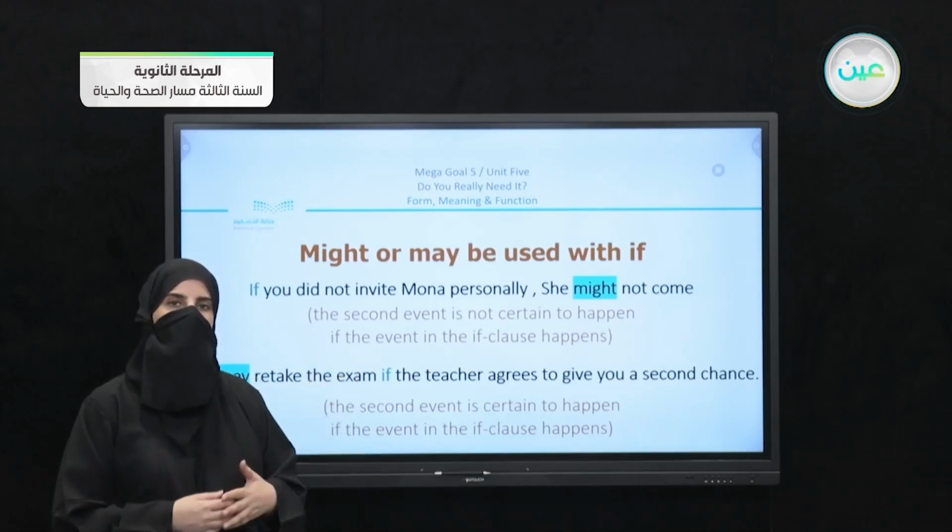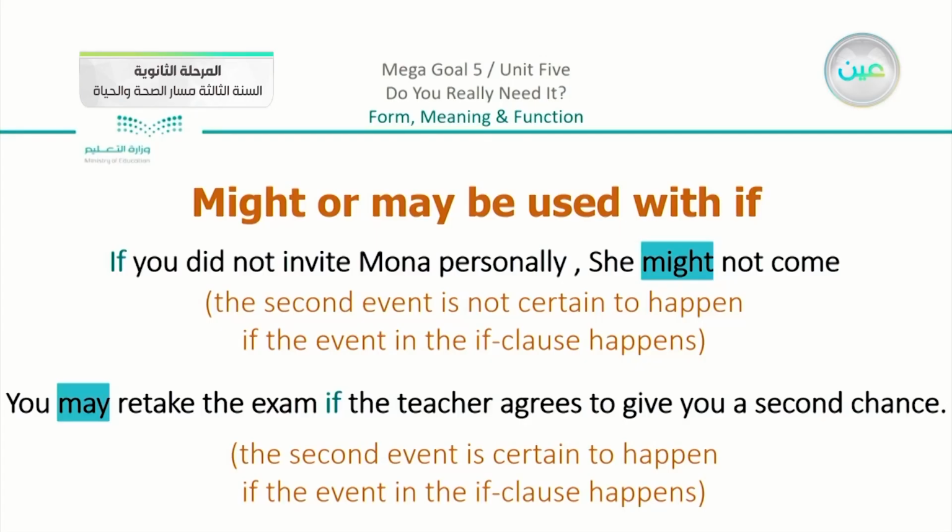So just reading the example here again, we have the first one, if you did not invite Muna personally, she might not come. So there is a possibility that Muna might not come. We have the if, which is a condition, and we have the possibility in might. In the second one, we have here, you may retake the exam, which is a possibility that can happen if the teacher agrees to give you a second chance.